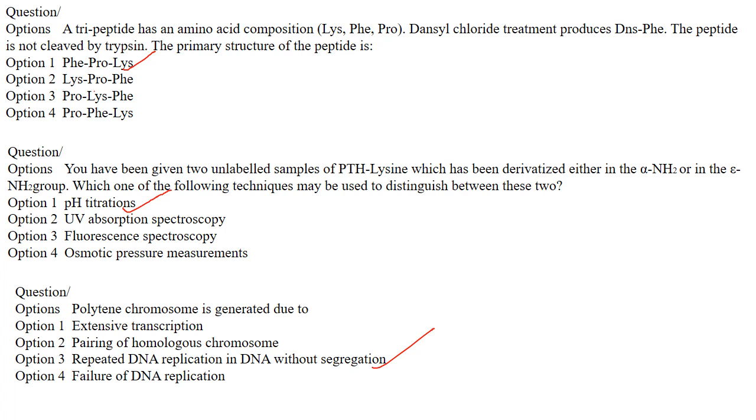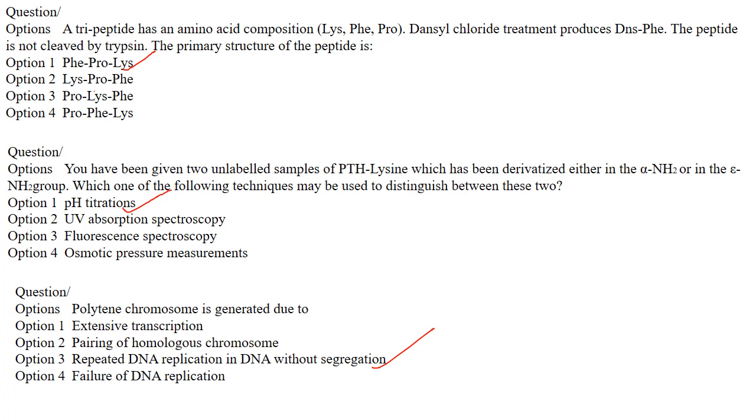So dansyl chloride reacts with the free amino groups of peptides and proteins. That is the N-terminal region. Okay. So phenylalanine will be the first one. Then it is not cleaved by trypsin.